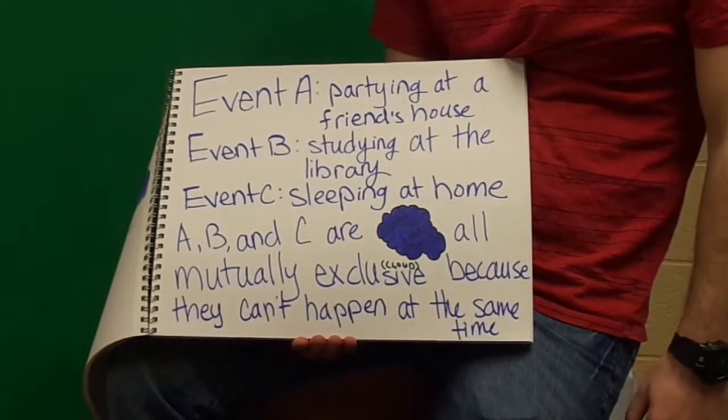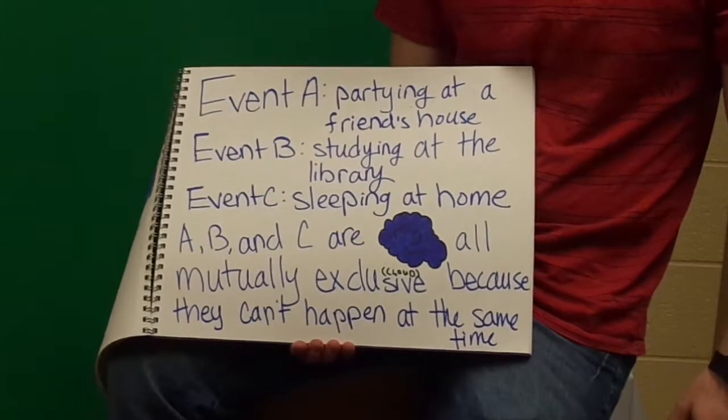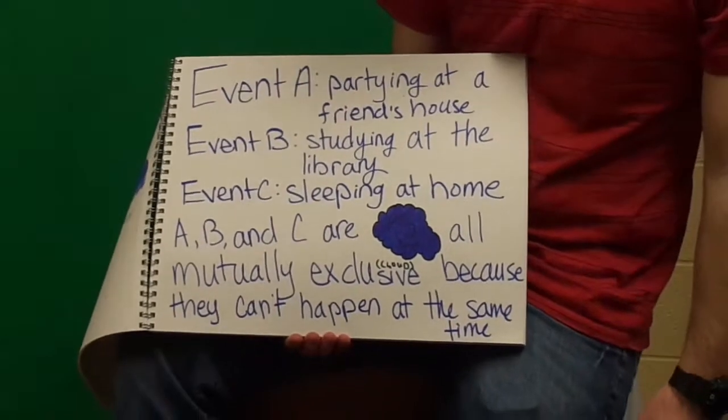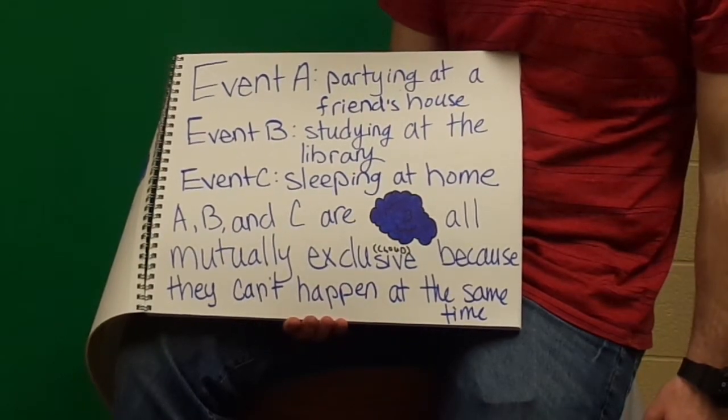Event A, partying at a friend's house. Event B, studying at the library. Event C, sleeping at home. A, B, and C are all mutually exclusive because they cannot happen at the same time.